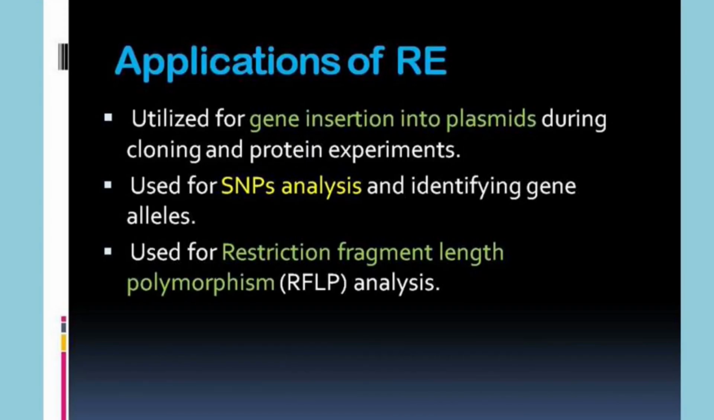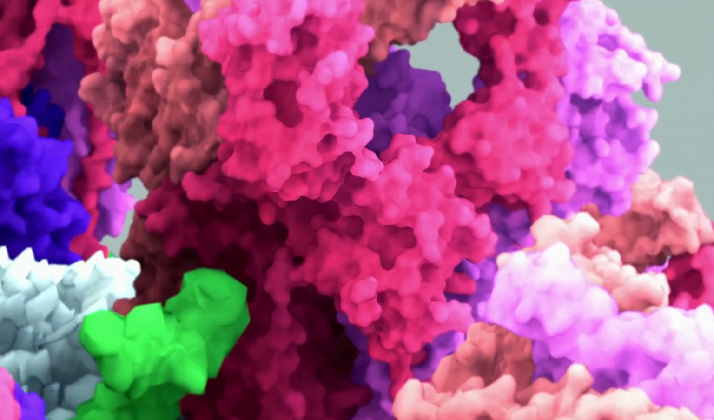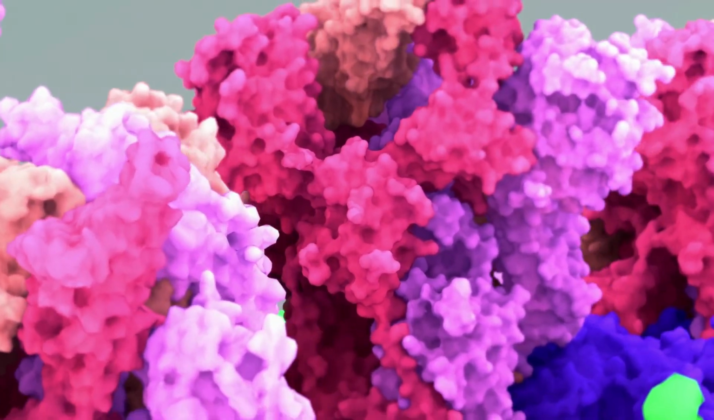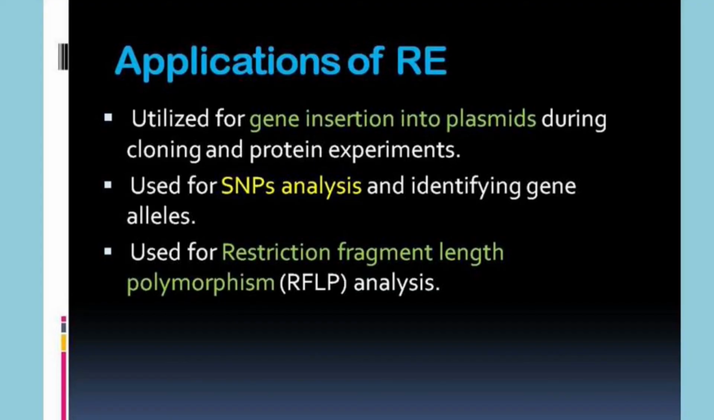Then what are the applications of restriction enzymes? Restriction enzymes are utilized for gene insertion into plasmids during cloning and protein experiments. They are also used for SNP analysis, that is single nucleotide polymorphism analysis, and for identifying gene alleles. Restriction enzymes are also used for restriction fragment length polymorphism, RFLP, analysis.